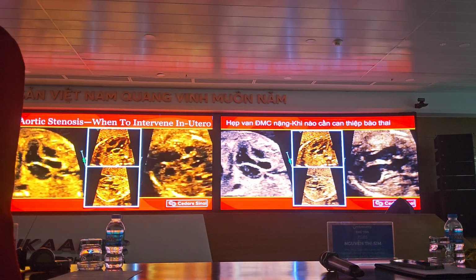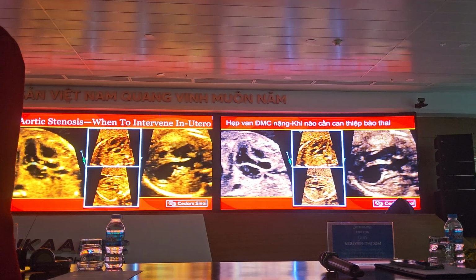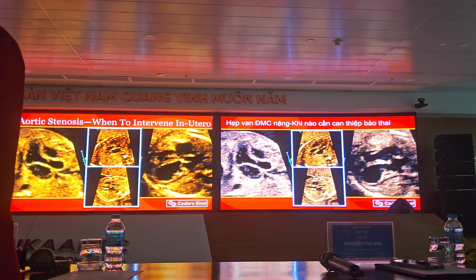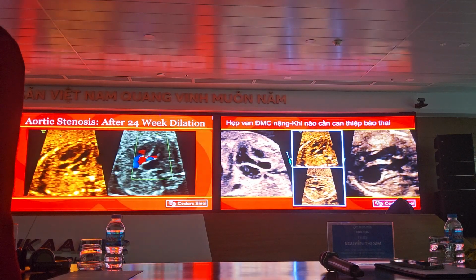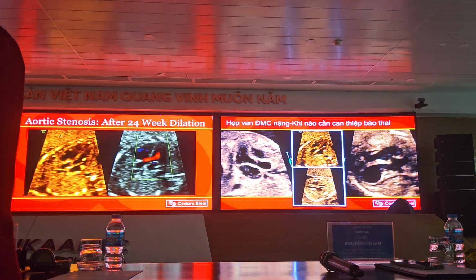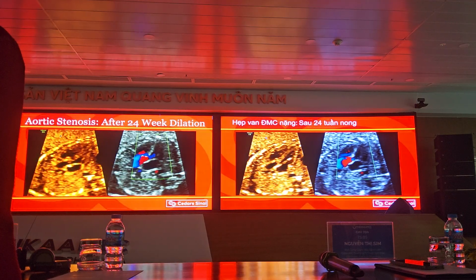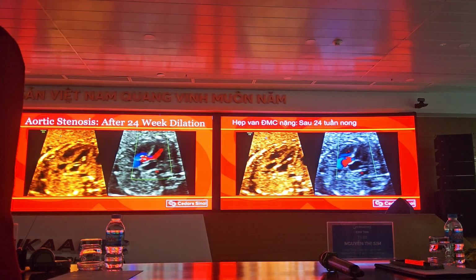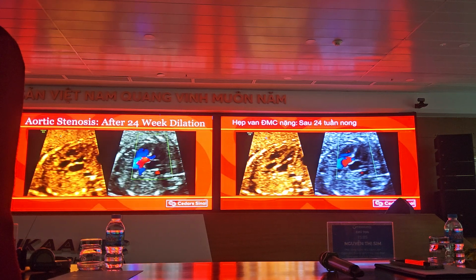The LV is already dilated and it's not squeezing well. This is a case of aortic stenosis that is very likely to develop into hypoplastic left heart syndrome. But there are many factors that we look at that we've been discussing this morning. Some of it relates to left ventricular size, some of it relates to flow across the foramen, some relates to flow through the aortic arch.